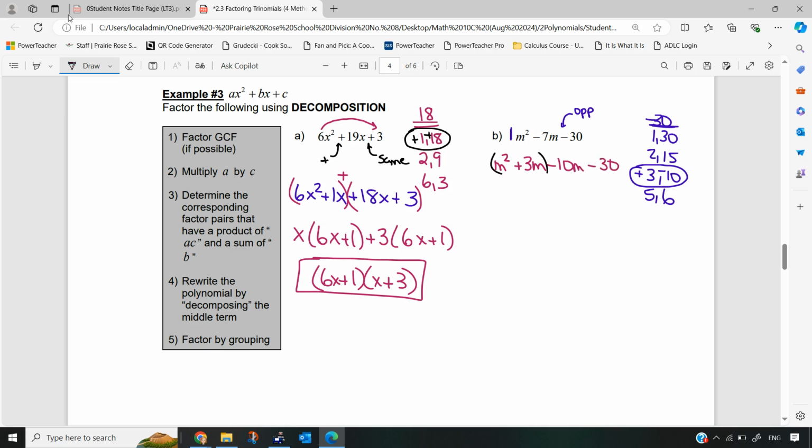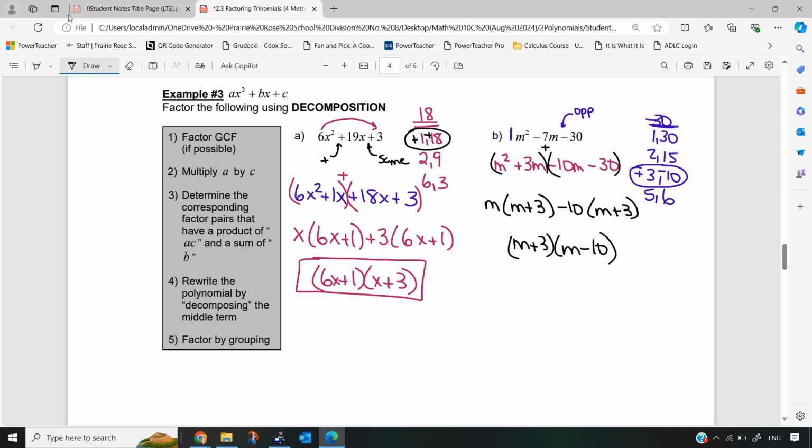So we group the first two terms, group the last two terms with a plus sign in between. The GCF for the first set of brackets is m, and that's going to leave me with m plus 3. And for the second set of brackets, I have a negative 10, and that's going to leave me with m plus 3. Notice again that my brackets are the same. So m plus 3 is my GCF, and m minus 10 are my leftovers.